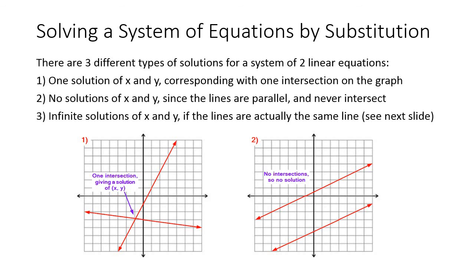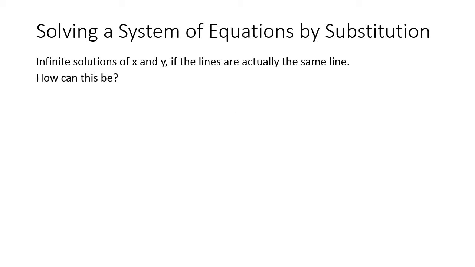And then finally, the third type is there are infinite solutions. And this happens if the lines are actually exactly the same line. And it might not be really obvious. It's relatively obvious, but not really obviously, because I'll show you on this next slide here. How could this happen where it's not obvious? Well, they could give you a question like this.